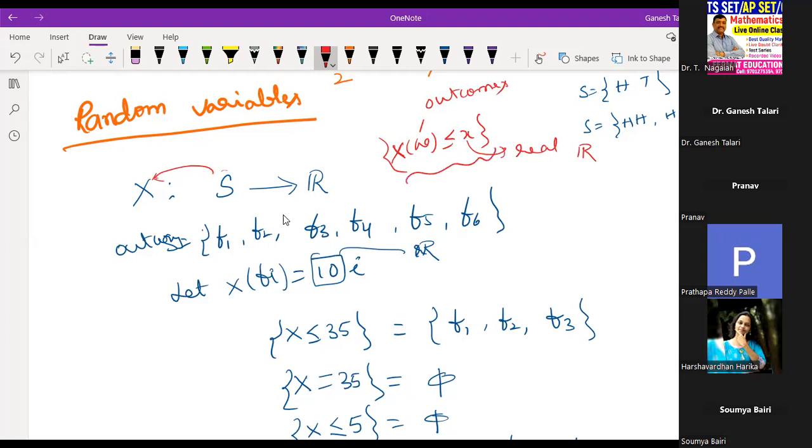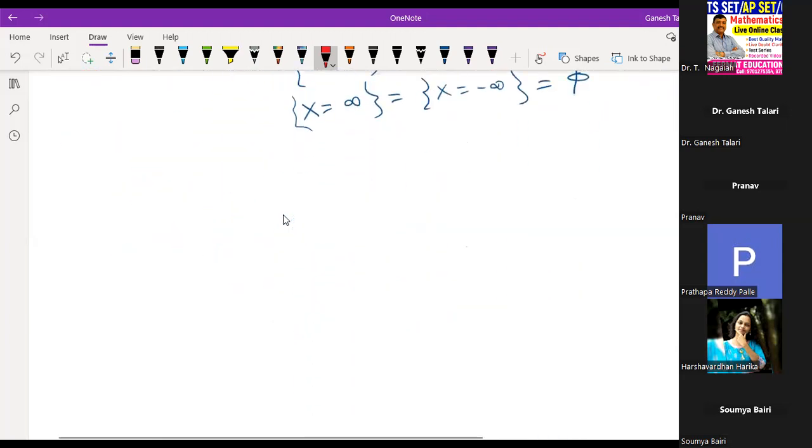So definitely, can I write this entire thing as an event? Your random variable is defined on the same probability space, which is defined by the sample space, sigma algebra or Borel field, and probability measure.